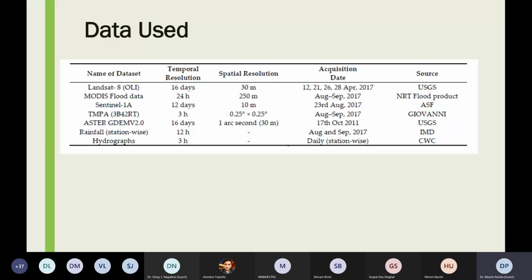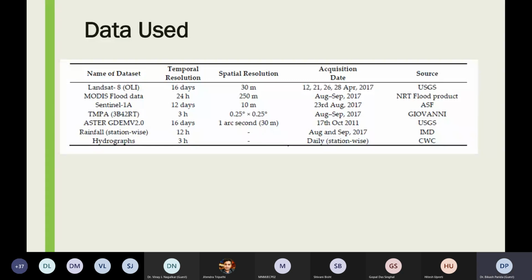These are the different data one can use for doing that kind of studies. We have the Sentinel-1 here. The temporal resolution, that's the revisit time of the Sentinel-1 C band, is 12 days, and the spatial resolution is comparatively good, that is 10 meter. And then MODIS NRT, which has 250 meter resolution. So if you compare MODIS NRT and Sentinel-1A, you see the huge differences in spatial resolutions.